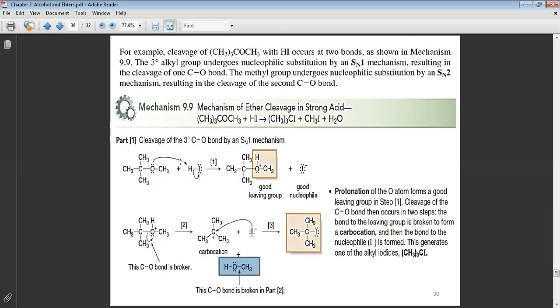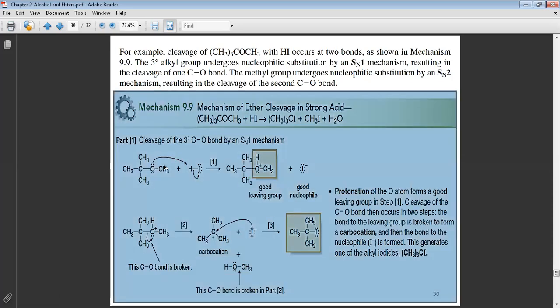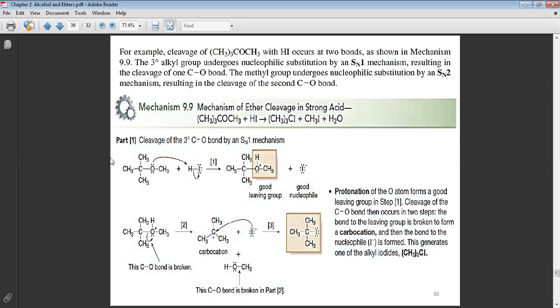Now we have oxygen, carbon, and also carbon from here. This is ether, yes? Now, if you have an alkyl group, secondary or tertiary, is it SN1 or SN2? SN1.